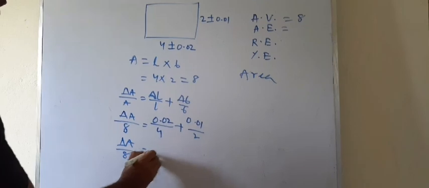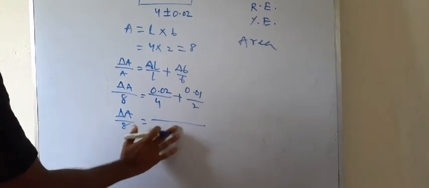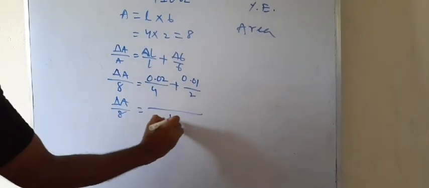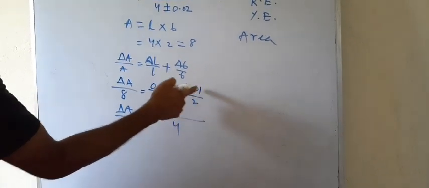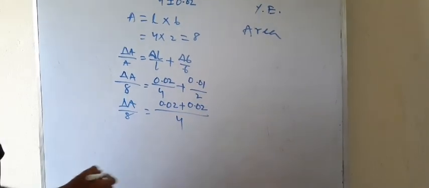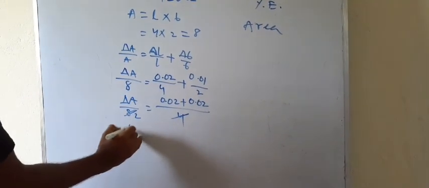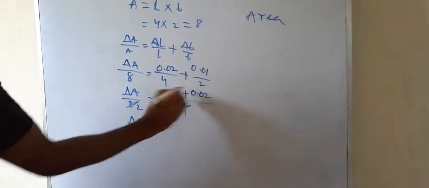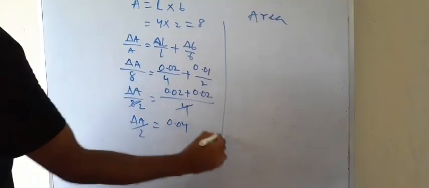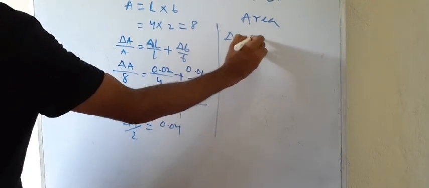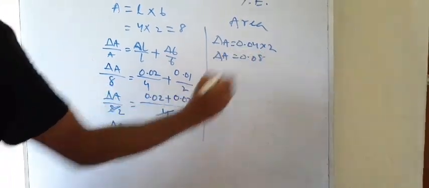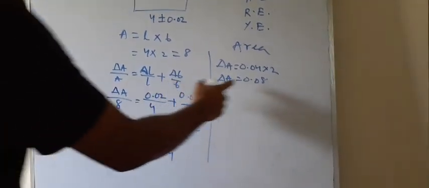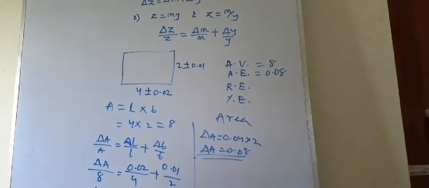Delta A by 8. You can take LCM here. What is your LCM? 4 to 2. So this will be 0.02 plus here 4 by 2 is 2, 2 into 0.01 is 0.02. So now you can easily cut it. 4 to 8. So delta A by 2 equal to 0.04. So now delta A equal to 0.04 into 2. So delta A equal to 0.08. So I got delta A as 0.08. It means this is my absolute error 0.08.